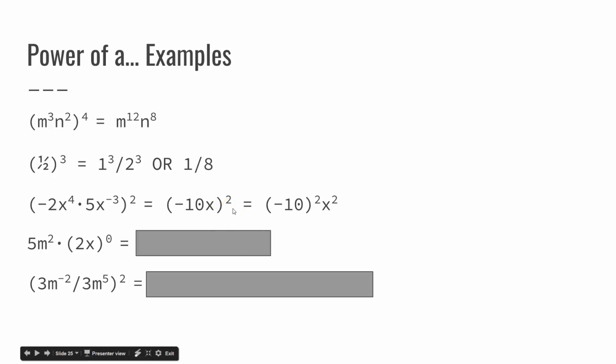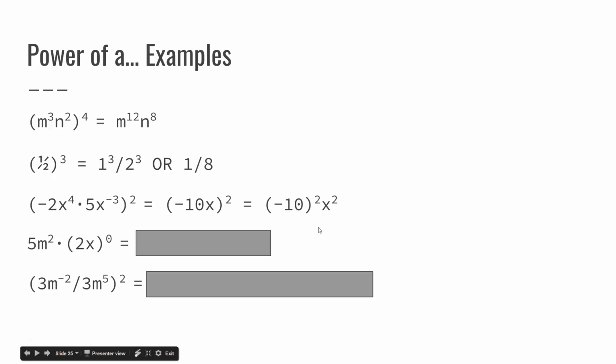Since we simplified everything that was in the parentheses, we can go ahead and distribute. So I distributed the 2 to the -10 and the x. So (-10) squared, x squared is my answer. You could simplify this even further and say that this turns into 100x squared, because (-10) squared is 100.